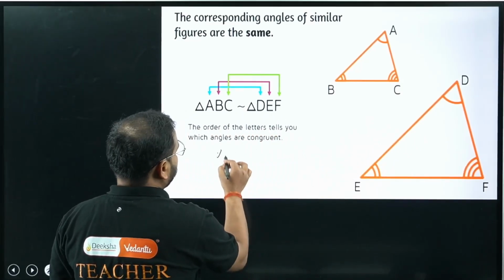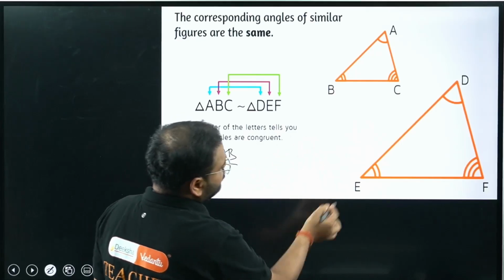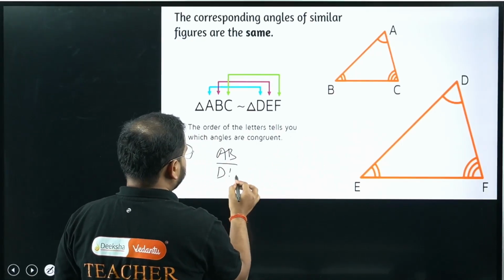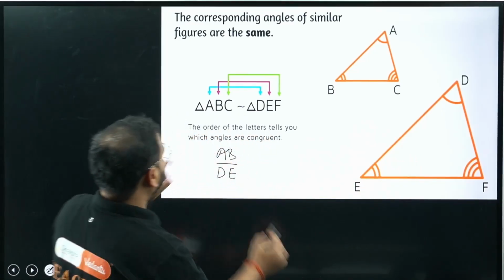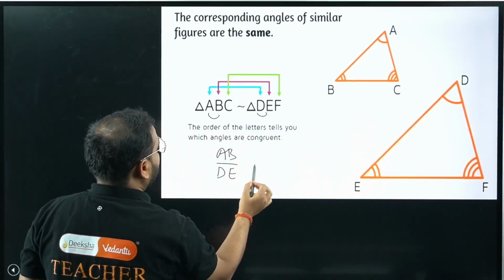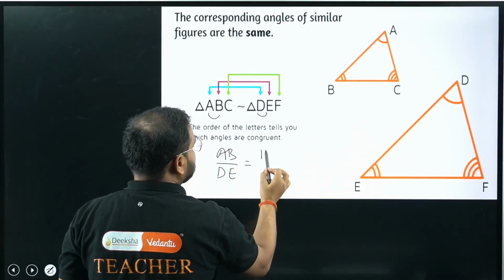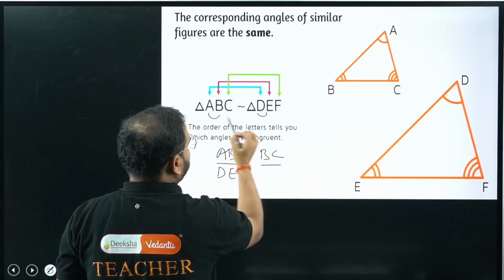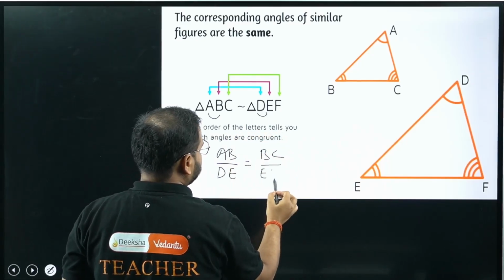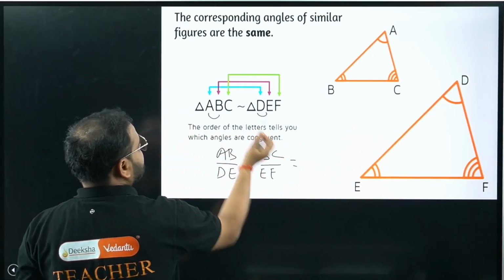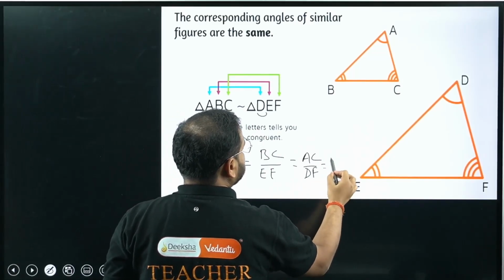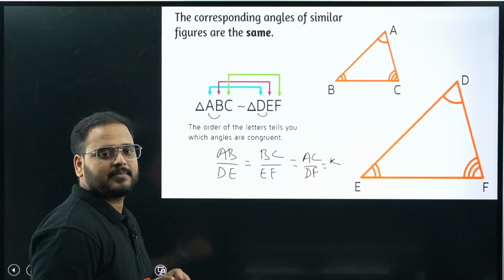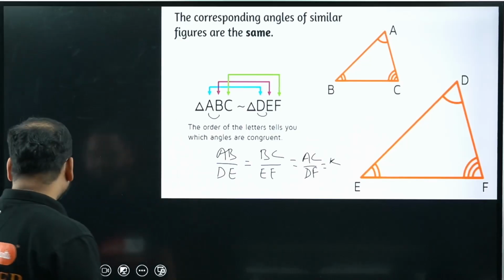The side has to be what? AB to DE. You have to look from the figure also. I can write from the name also. AB to DE from here. AB to DE equals what? BC to, please check, BC here, EF here. What is the other one? AC to DF. This has to be consistent always as some constant K. Clear? Okay. Now moving on to the questions.